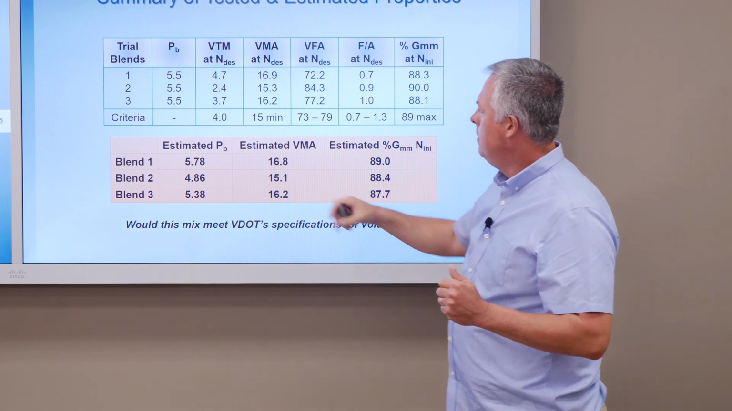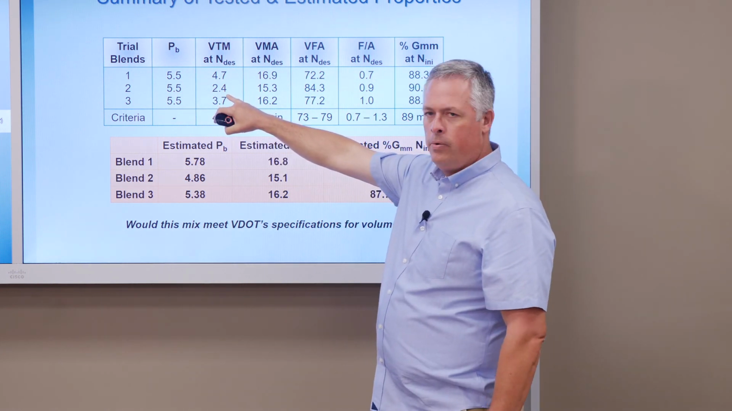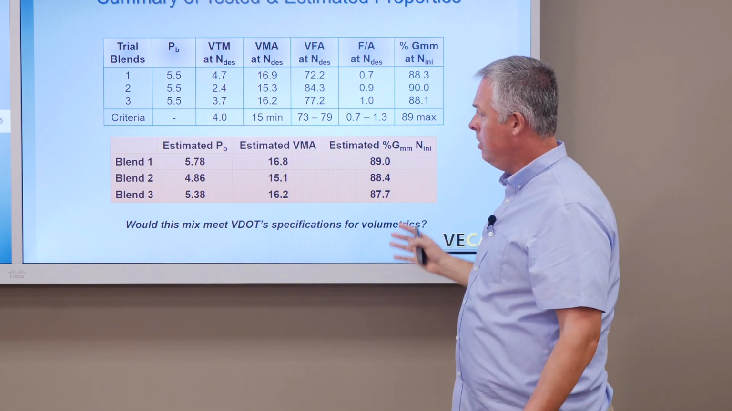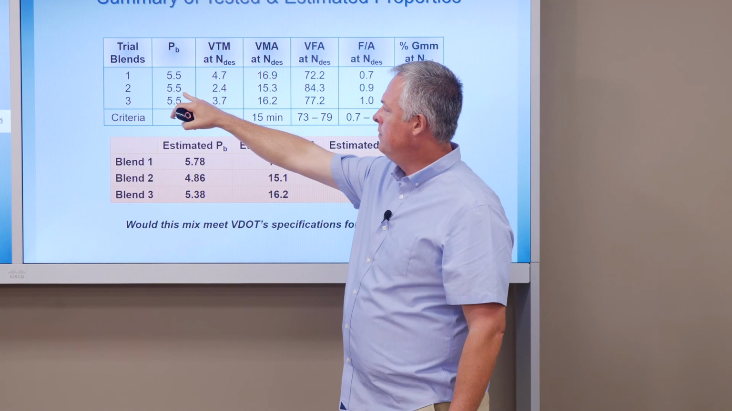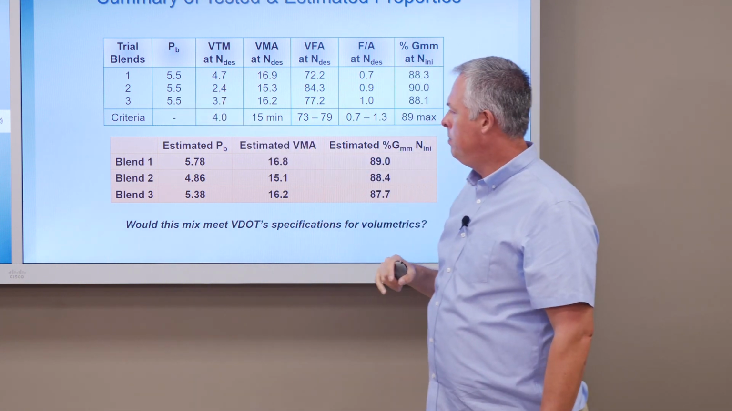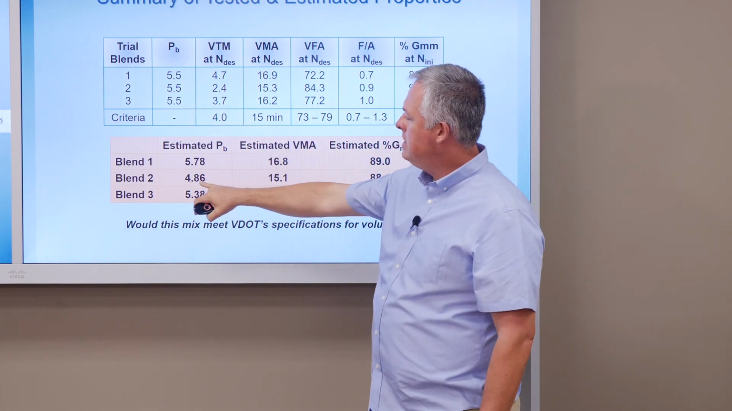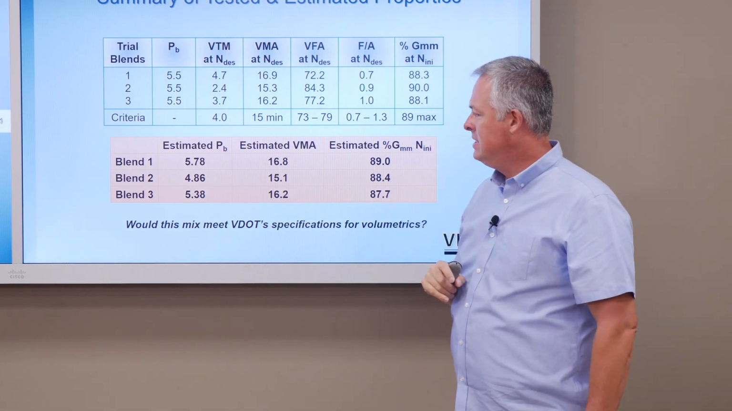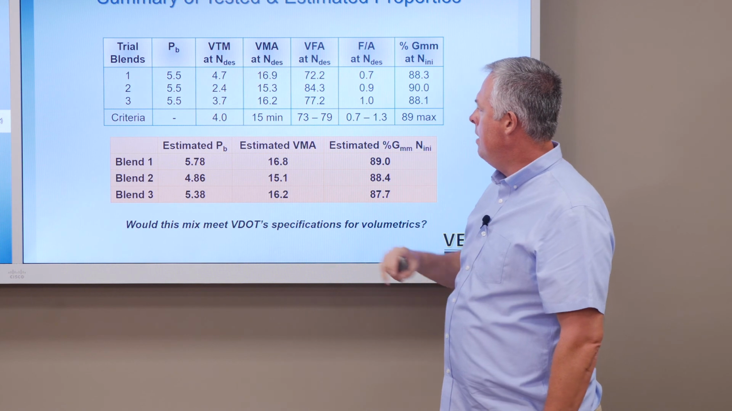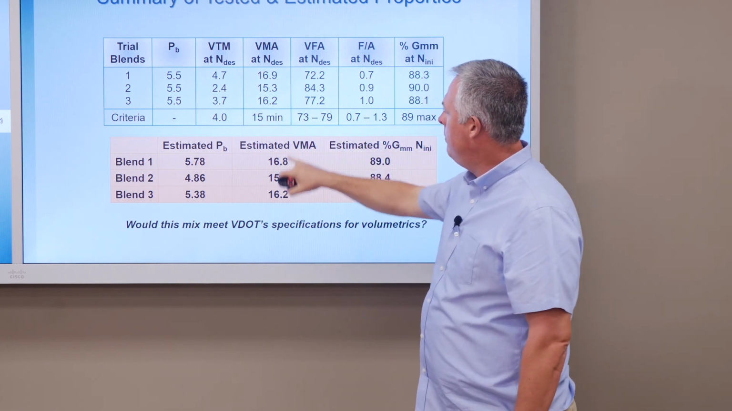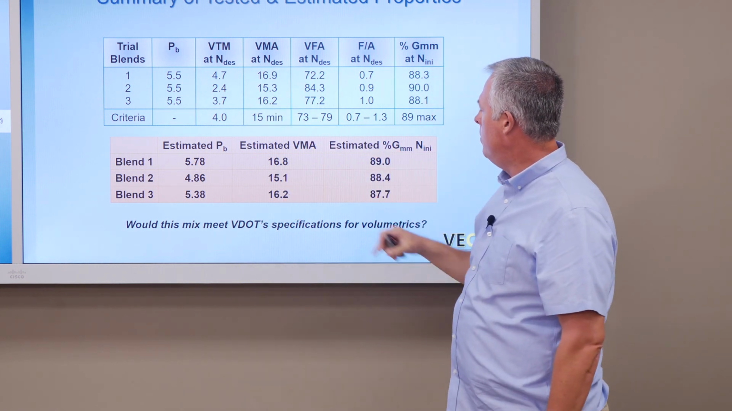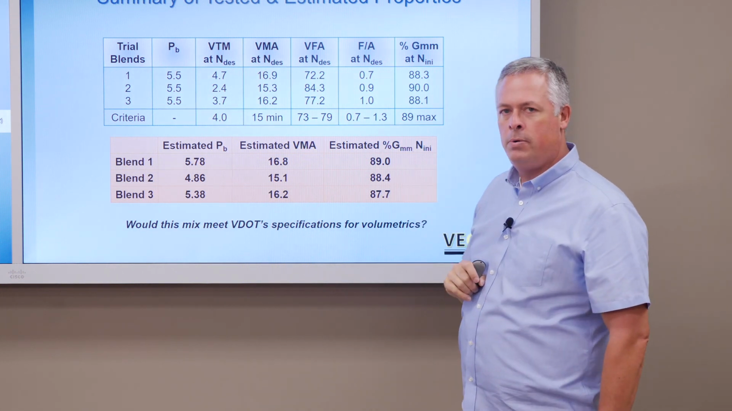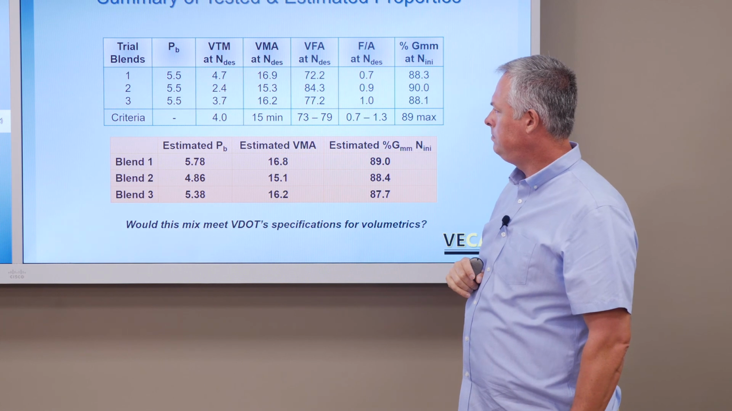Blend 2, we were 2.4 on the air voids in our trial blends. Now that's pretty tight. So we've got to lower asphalt to get our air voids up to 4%. That's exactly what's happened. After applying our deltas, we finished with a 4.86% liquid. That didn't change our VMA a lot. We went from 15.3 to 15.1, and then we went to an 88.4 on our percent GMM at initial.